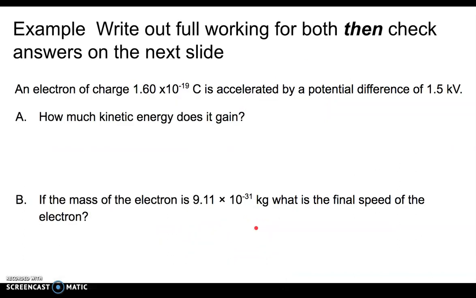So now you've got to try this yourself. You've got the equation. Can you work out how much kinetic energy an electron would gain accelerated by 1.5 kilovolts? Remember, you can't use the kinetic energy equation because you don't know the mass and the speed, but what you do know is that electrical potential energy is converted into kinetic. So you work out W equals QV, that'll give you the kinetic energy, and then in the next part you can then use half mv squared to get the final speed. Try it yourself on paper and then go back to the slides and see if you can check your answer.